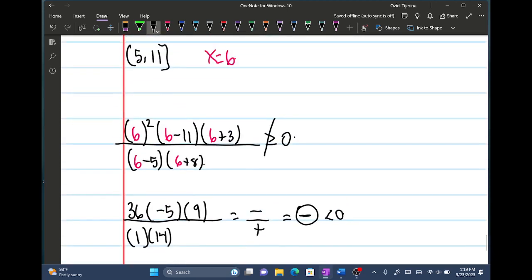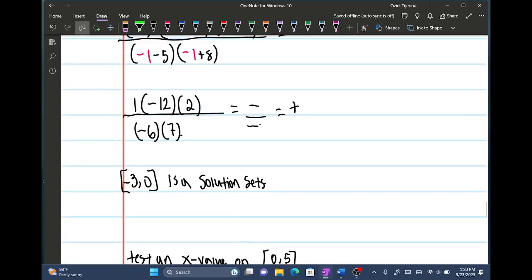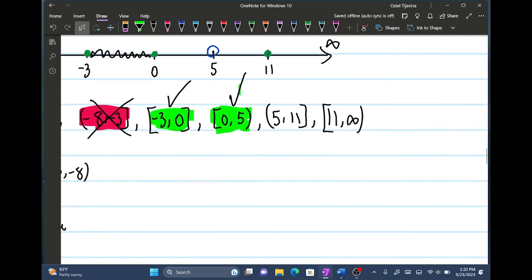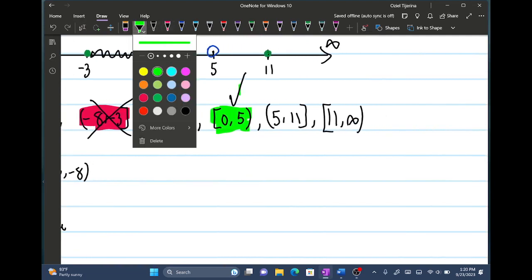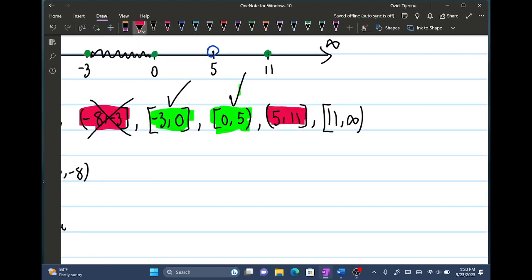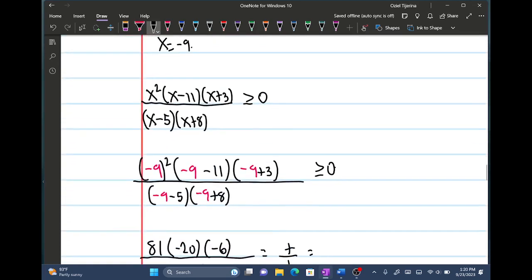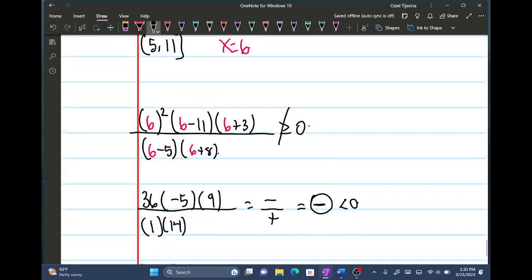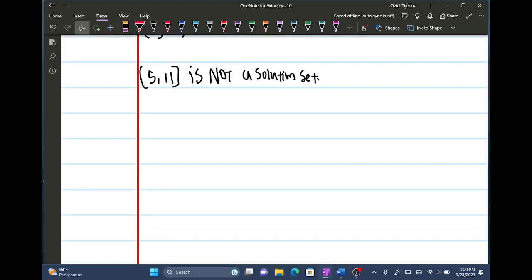Okay, so we're going to go back up here and put it in red. So we know that from 5 to 11, it is not a solution set. So let's put it in red right here, stating that it really doesn't work because we just did it. Now the last one we're going to test is 11 to infinity. This is our last test interval.